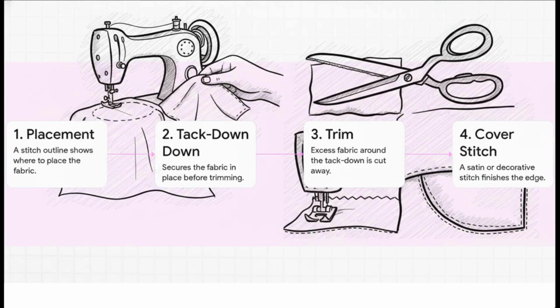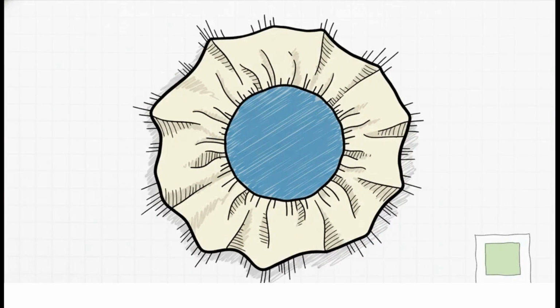Okay, so the process itself, on the surface, seems pretty simple. It breaks down into 4 main steps. First, the machine does a little outline stitch to show you exactly where to place your piece of fabric. Then it does another stitch to tack that fabric down. After that, you step in, you manually trim away all the extra fabric. And finally, the machine comes back in for the grand finale, laying down that beautiful, clean cover stitch that finishes the edge. But, and this is a big but, it is not that simple.